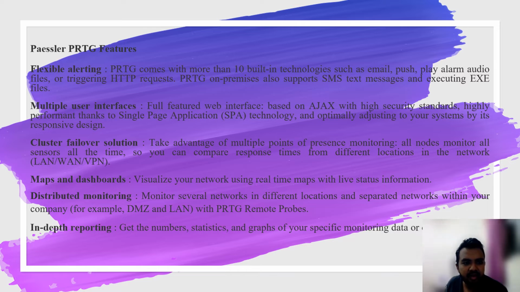All nodes monitor all sensors all the time so you can compare response times from different locations in the network, LAN, WAN, or VPN. Map and dashboard: visualize your network using a real-time map with live status information. Distributed monitoring: monitor several networks in different locations and separate networks within your company, for example, DMZ and LAN, with PRTG remote probe. In-depth reporting: get the numbers, statistics, and graphs of your specific monitoring data or configuration.